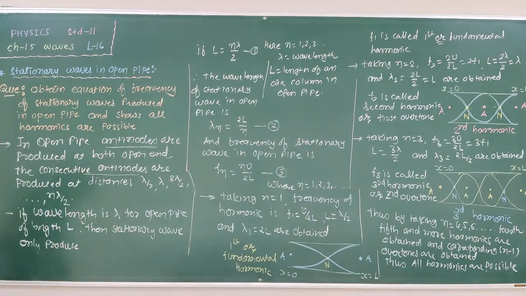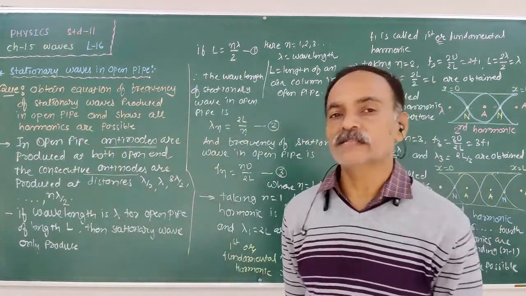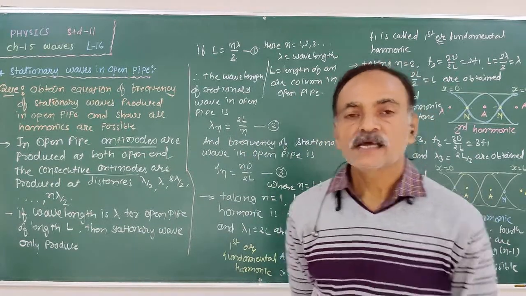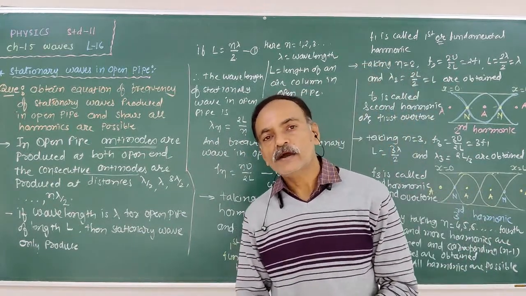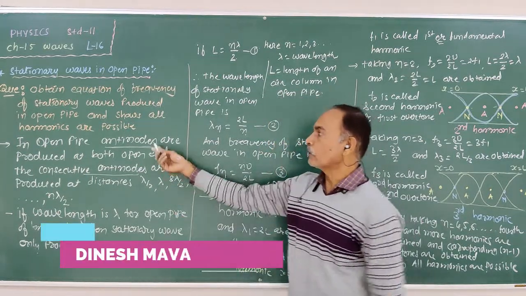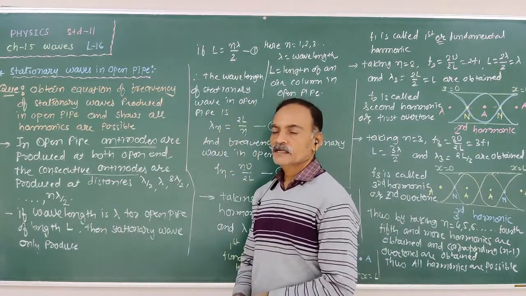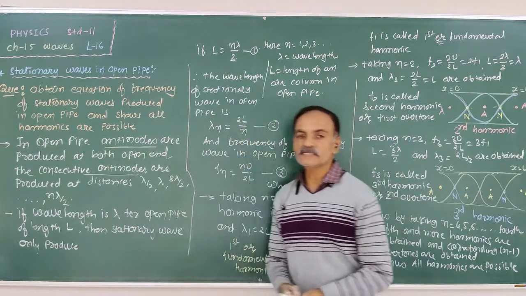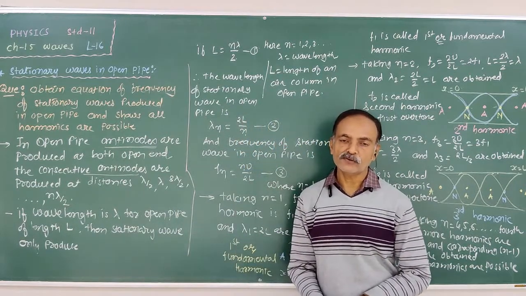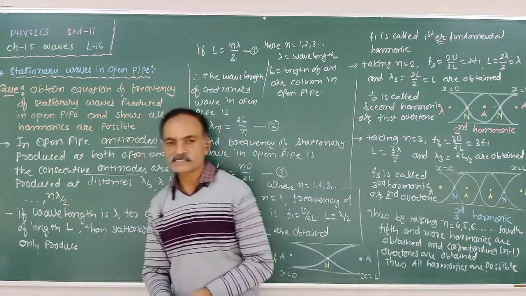What is the situation in an open pipe? As we discussed, the open pipe is open at both ends, therefore the antinodes are obtained at both ends. We know that the distance between two consecutive antinodes is lambda by 2. Therefore, in an open pipe, antinodes are produced at both open ends. The consecutive antinodes are produced at distances of lambda by 2, or lambda, or 3 lambda by 2, and so on, in steps of lambda by 2.